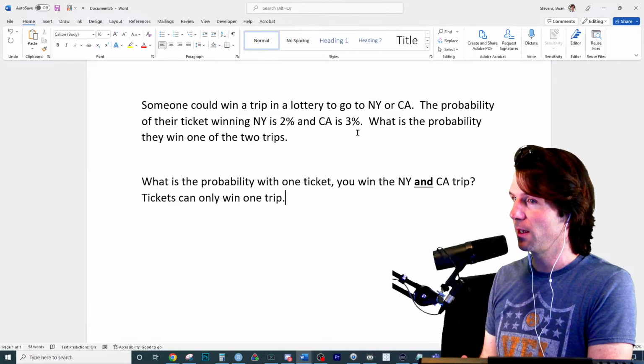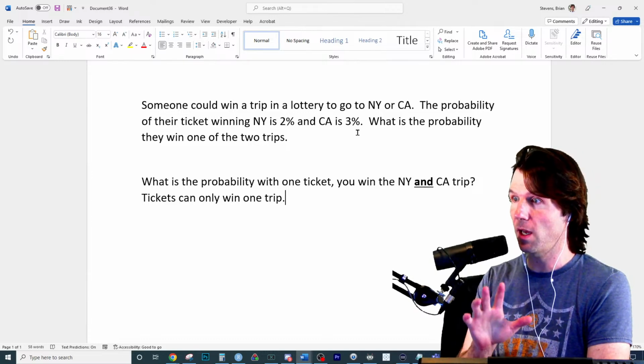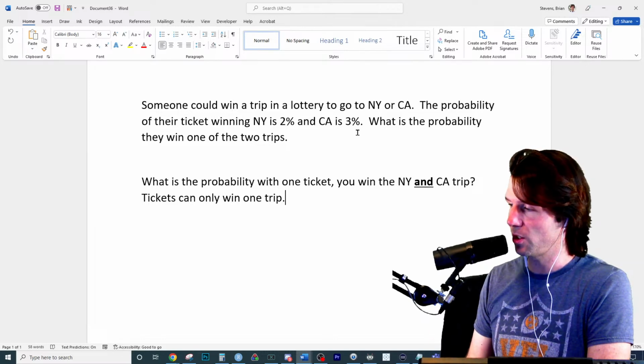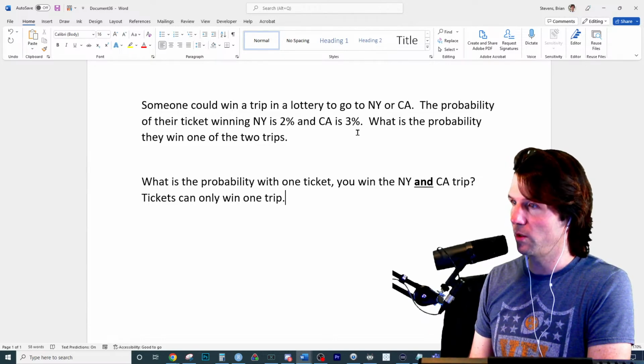Does that make sense? So be very careful with disjoint and independent. We did a lot of review on this in class today. Check out the class video today where we went over each definition. If you could win both, how would you do it?